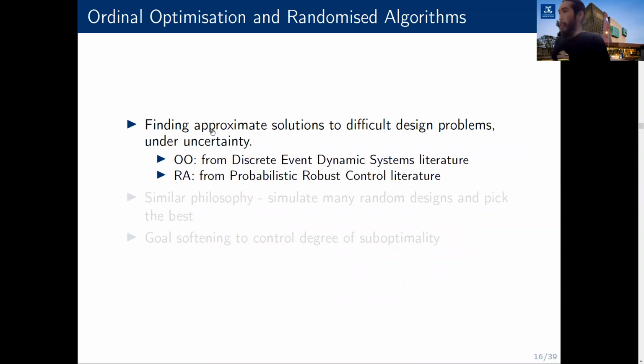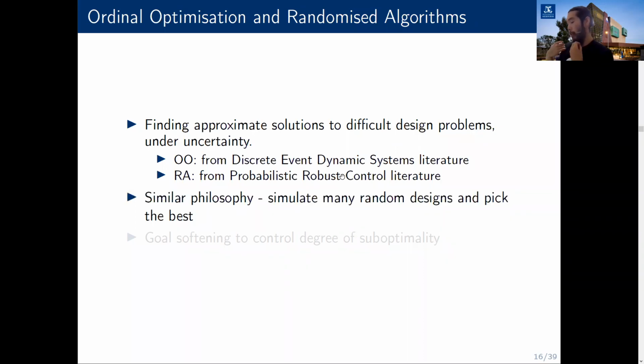So ordinal optimization and randomized algorithms are both from areas of the control literature, and they both have to do with trying to find approximate solutions to difficult design or tuning problems under uncertainty. Ordinal optimization was introduced in the discrete event dynamic systems literature, one of the pioneers being Larry Ho from Harvard. And randomized algorithms came about in the probabilistic robust control literature, with the pioneers here, among others, being Vidyasagar and Roberto Tempo.